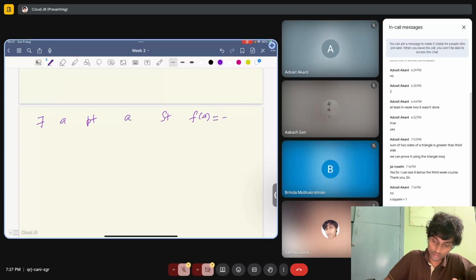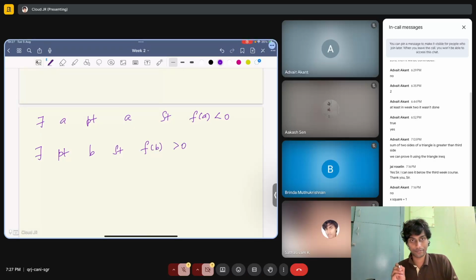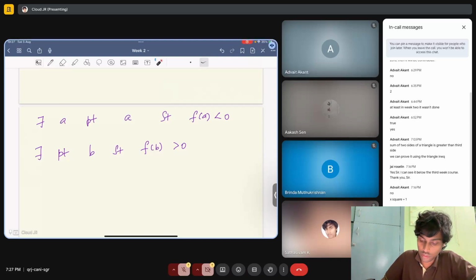Is negative if f of a is strictly less than 0, and there exists a point b such that f of b is strictly greater than 0. Okay, here, how do you show this?